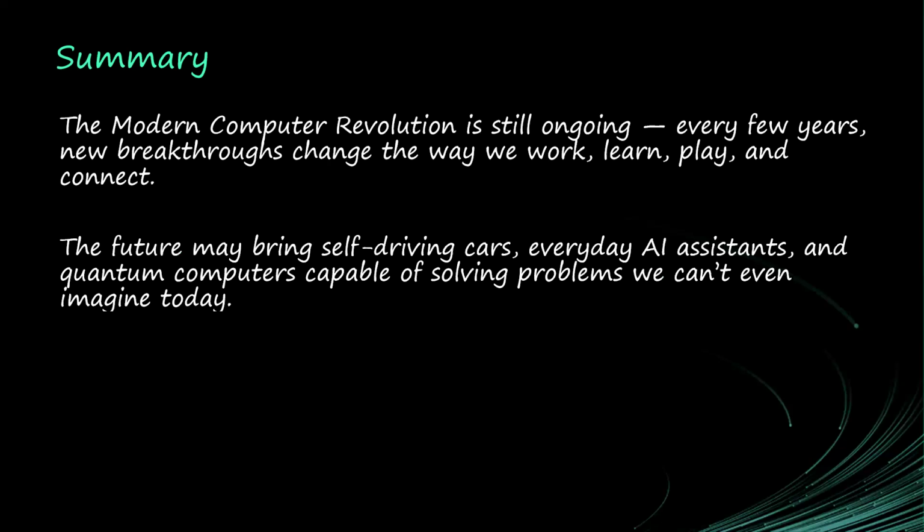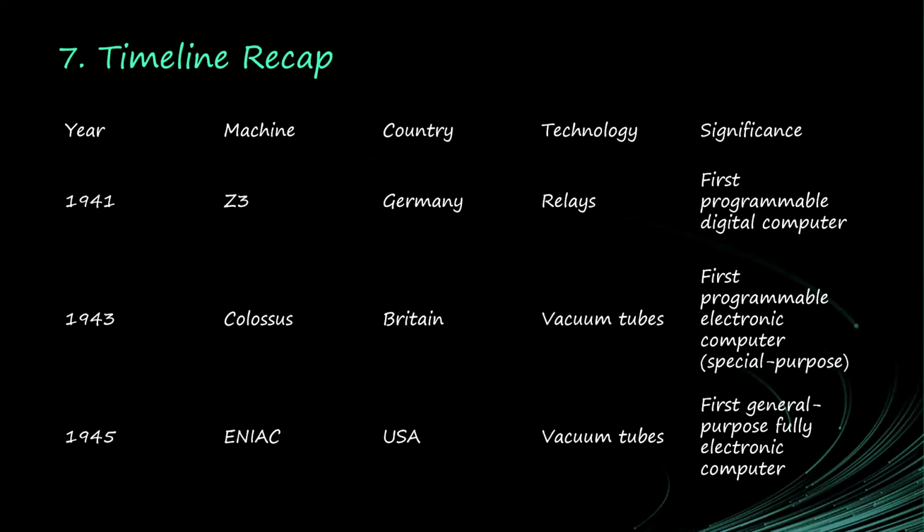The future may bring self-driving cars. Very soon we'll see cars driving themselves, everyday AI assistants, and quantum computers capable of solving problems we can't even imagine today. You might not even need a human assistant again; AI will be your assistant. Let's take a look at the timeline: in 1941, the Z3 was the computer available.